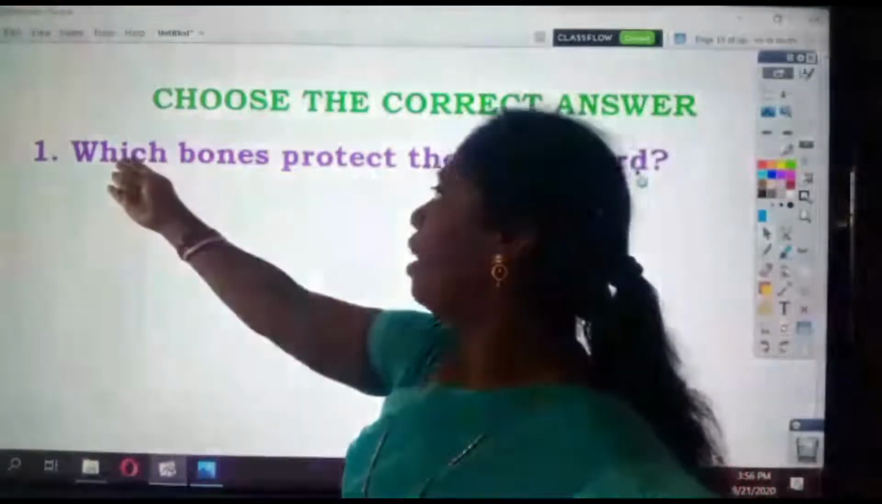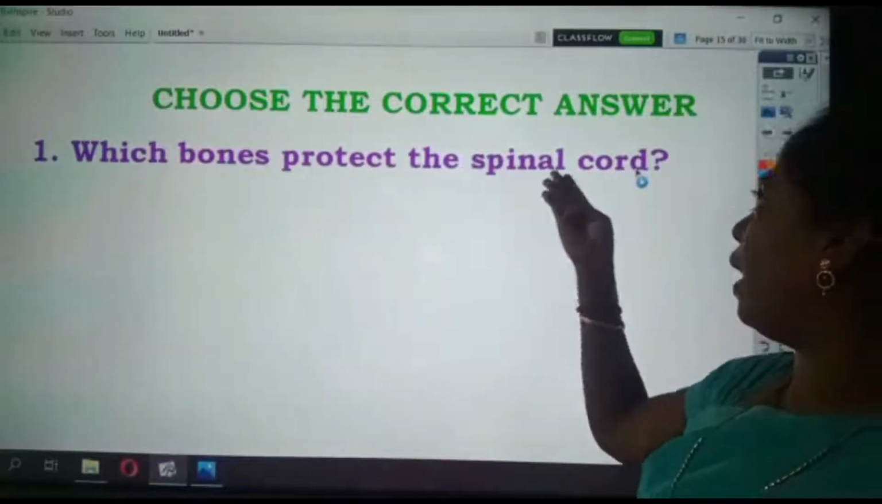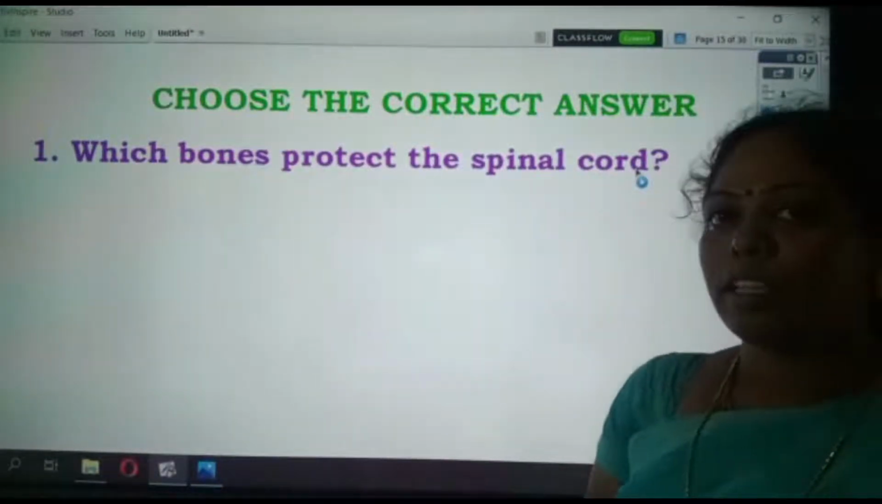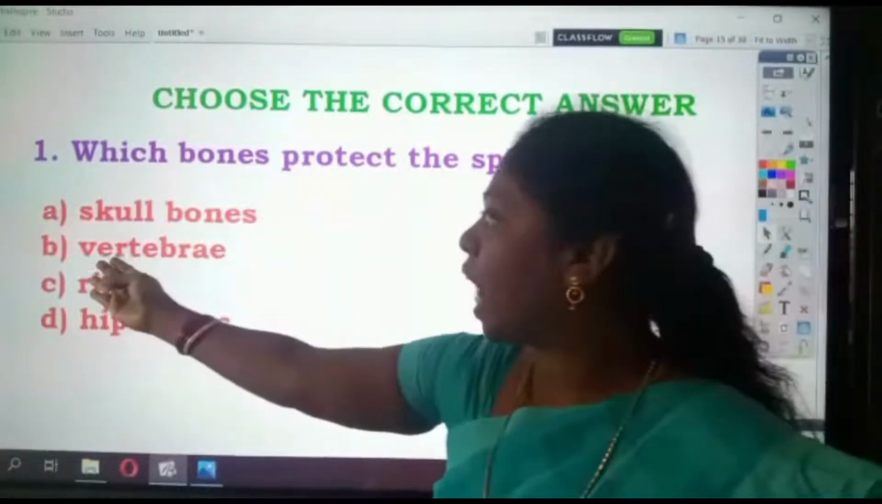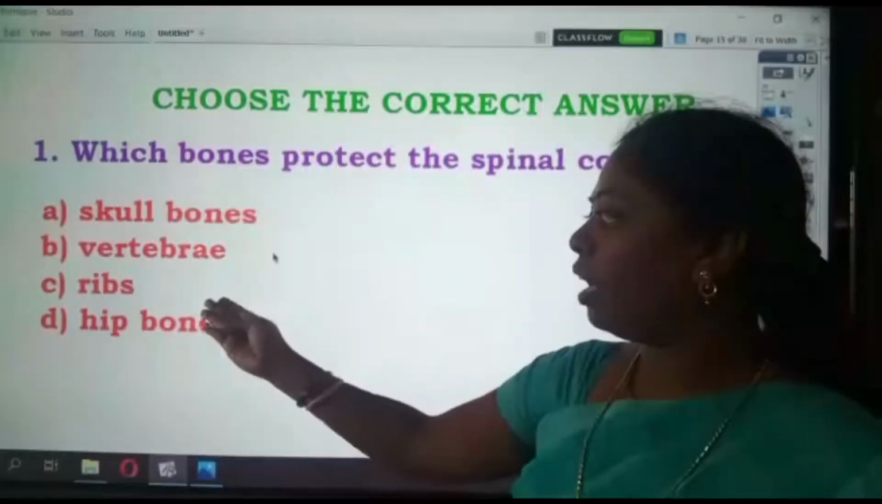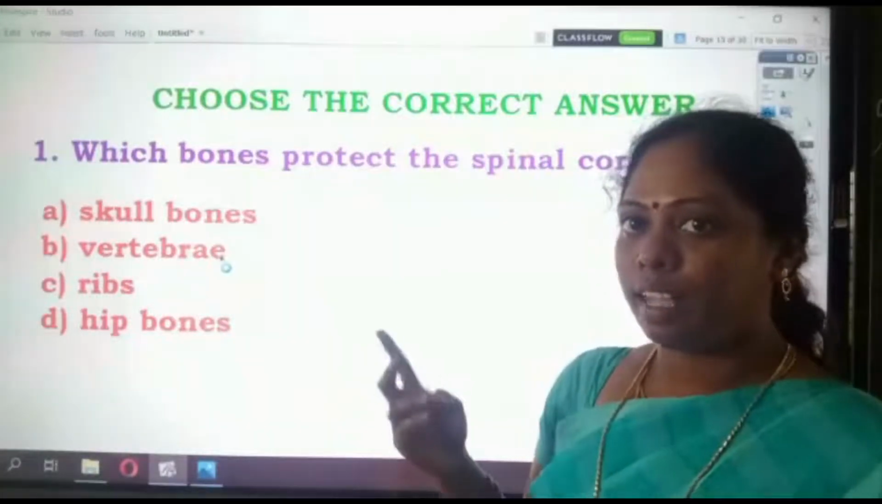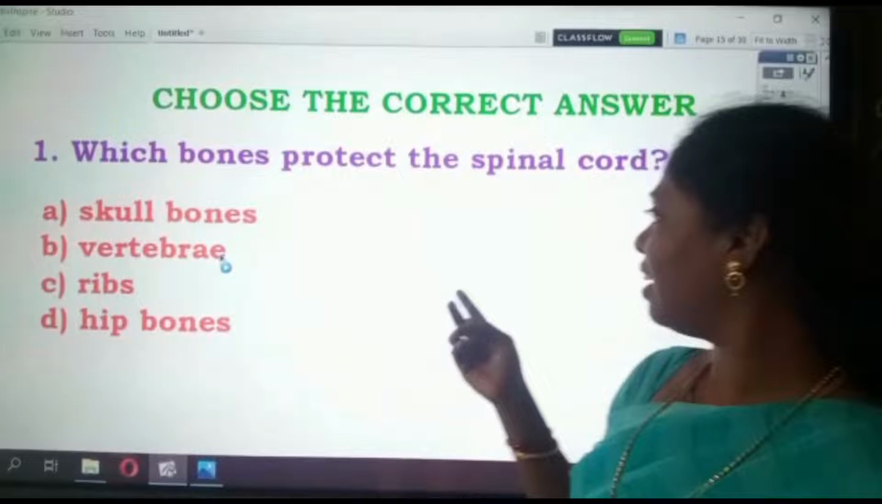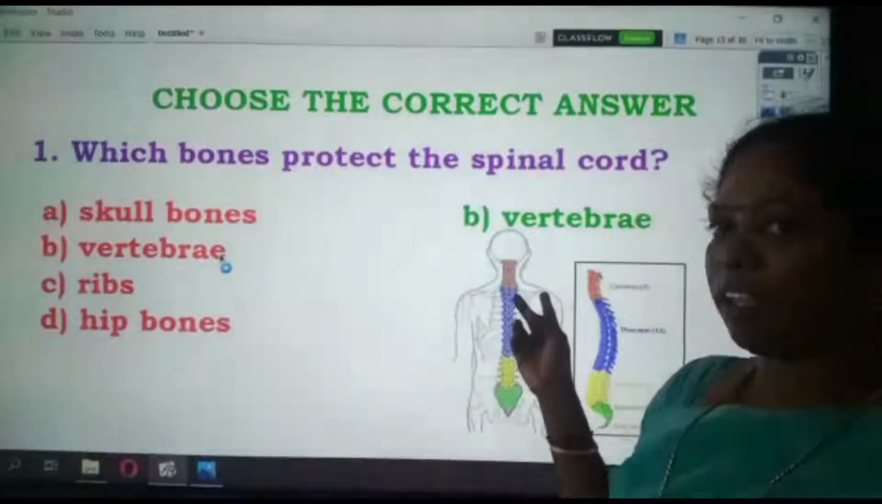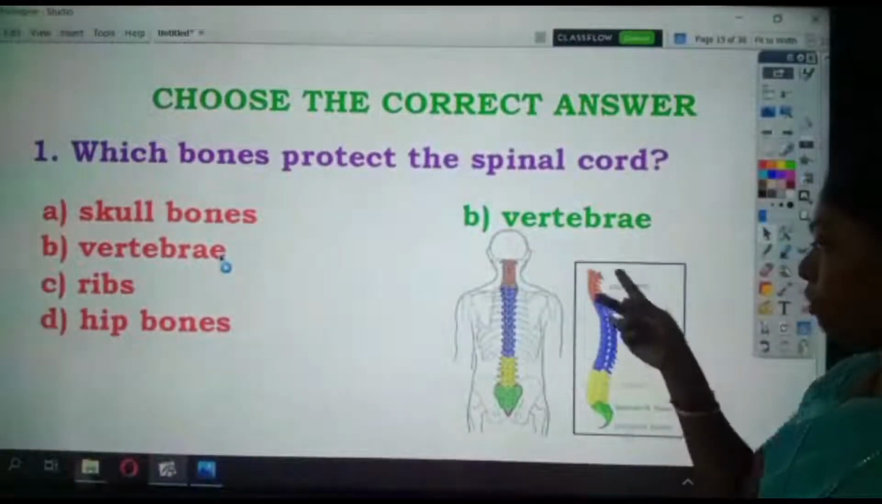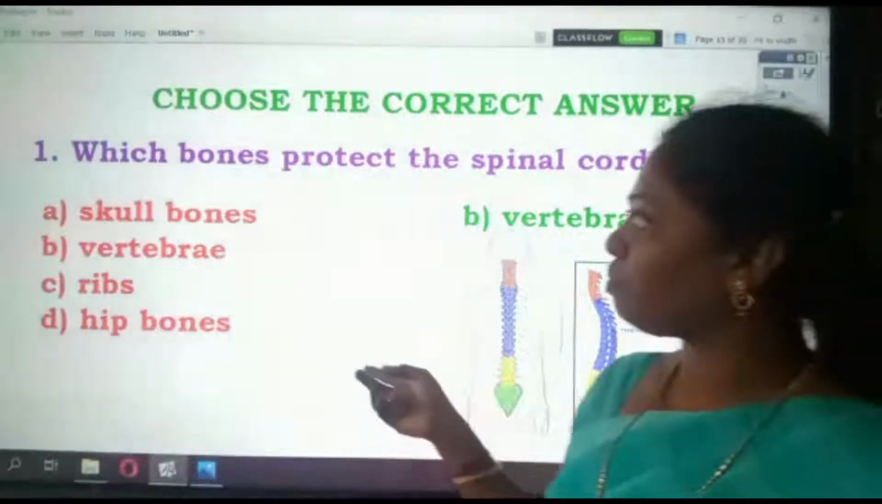First question: which bones protect the spinal cord? The options are skull bones, vertebrae, ribs and hip bones. What is the answer? Yes, the answer is vertebrae. Can you see the vertebral column here? Next question.